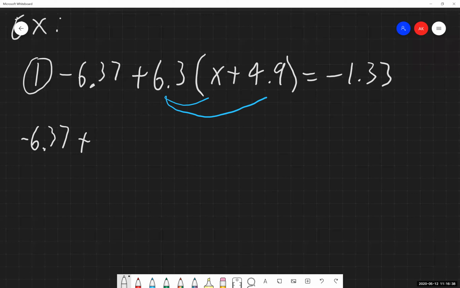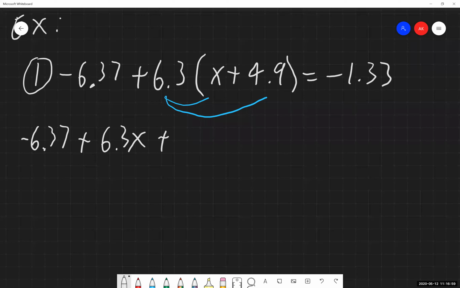And I'm going to get 6.3 times x. It's just going to be 6.3x. We have 6.3 times 4.9. And again, I don't know what that is off the top of my head. I know it's going to be a positive answer, but just use your calculator for that. 6.3 times 4.9. And that's what I'm doing off screen here.